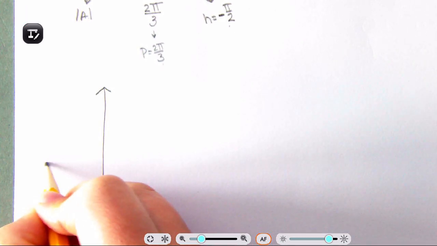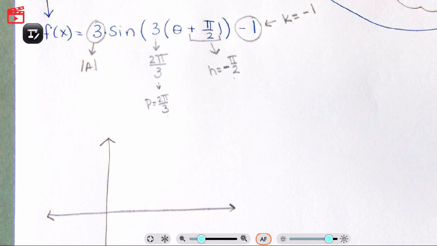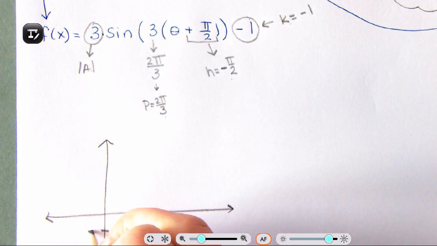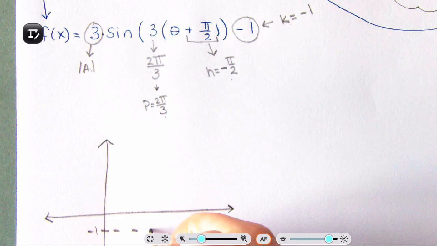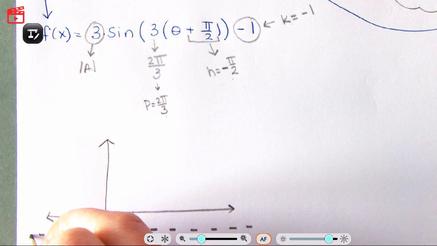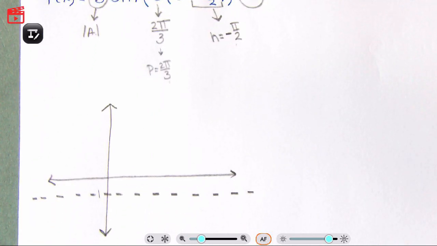So here's my y, here's my x. Okay, so what are we doing? Step number 1, midline. So midline is at -1. Here's -1. That is our midline. Step number 2 is our asymptote. So again, we are going up 3 and down 3.